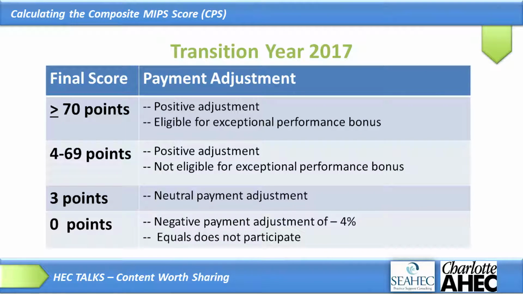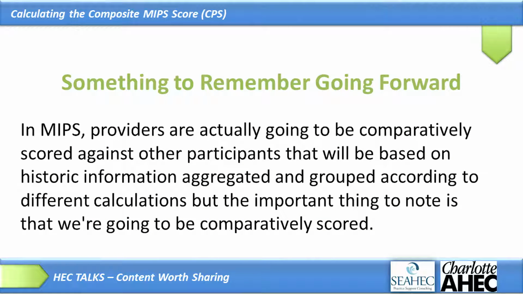Please note that the cost information will not be available for the 2017 transition year and will not be considered for a 2017 calculation, but I wanted to show this in the example for calculations being performed in future years. So now the CPS has been calculated to be 53.3, and according to the payment adjustment table for the transition year 2017, he would have a positive adjustment but not be eligible for an exceptional performance bonus for the 2019 payment year.